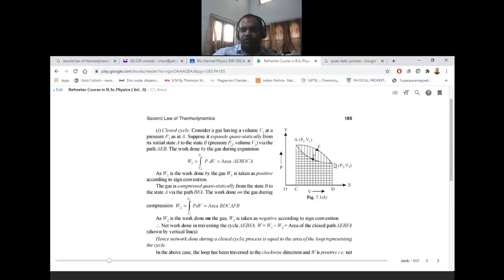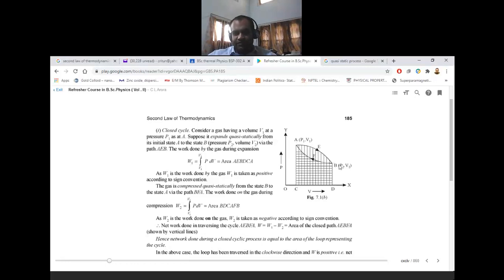When we are moving from A to B, there is an increase in volume from V1 to V2. But then we again perform a process back from B to A through the path BFA, and the volume decreases from V2 to V1. Now in such a process, what is the work done? Instead of reading here, I will explain in the figure.